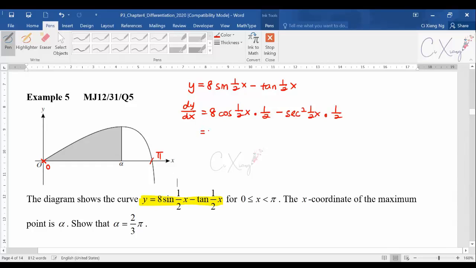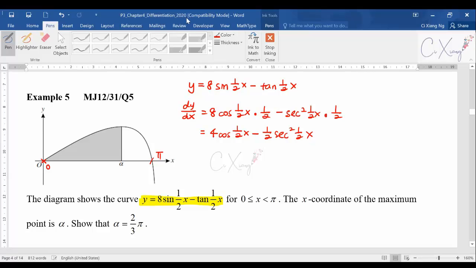So you try to simplify it first. 8 divided by 2, you get 4. So you have 4 cos half x minus half secant square half x. To find the maximum point, the second step is, after you find dy/dx, you let dy/dx equal to 0 and you try to solve for x. So I bring the secant square x over.